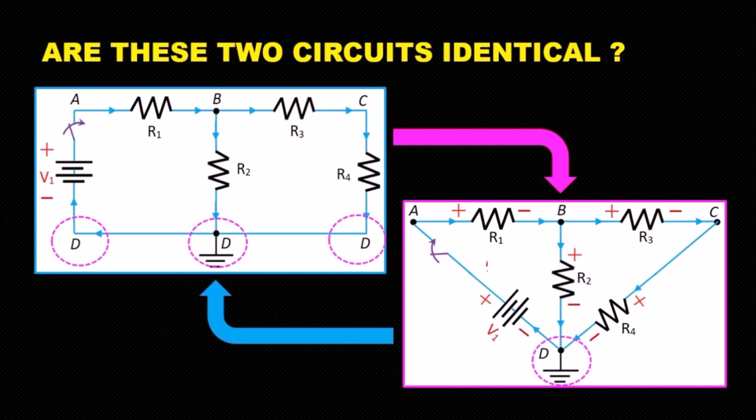Now try to examine whether these two circuits are equivalent or not. In fact, they are equivalent. You get the second figure from the first one by removing the redundant nodes.